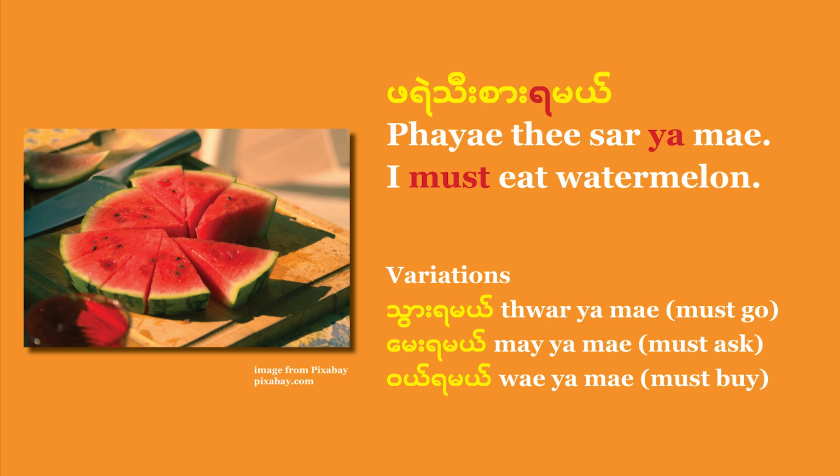Let's concentrate on the part that says paye di sayame, must eat watermelon. This accomplishes the idea of an involuntary, obligatory, unavoidable action with the helping verb ya, as in sayame. Sayame, must eat. Thwayame, must go. Meyame, must ask. Weyame, must buy.